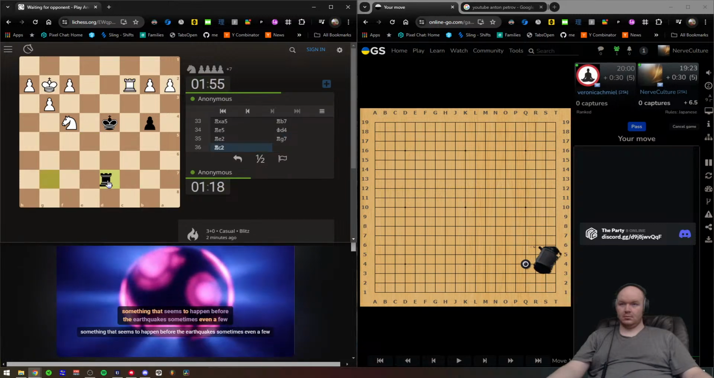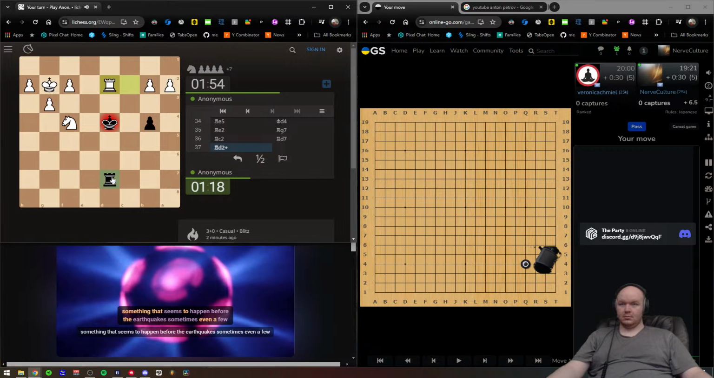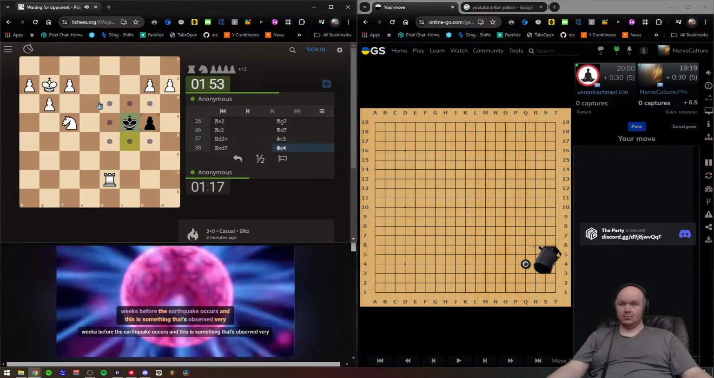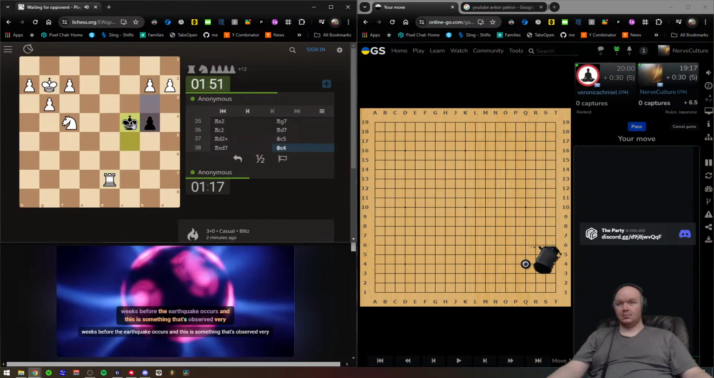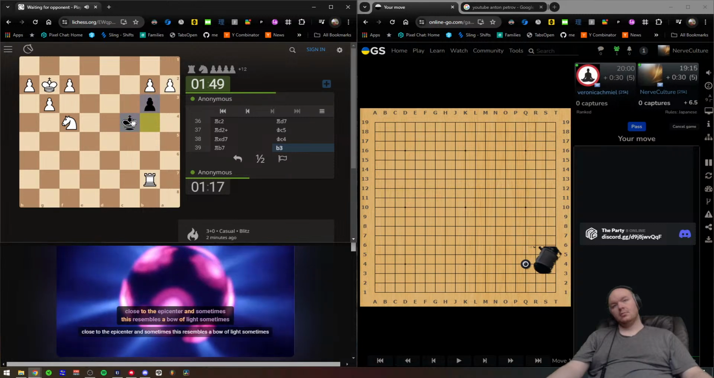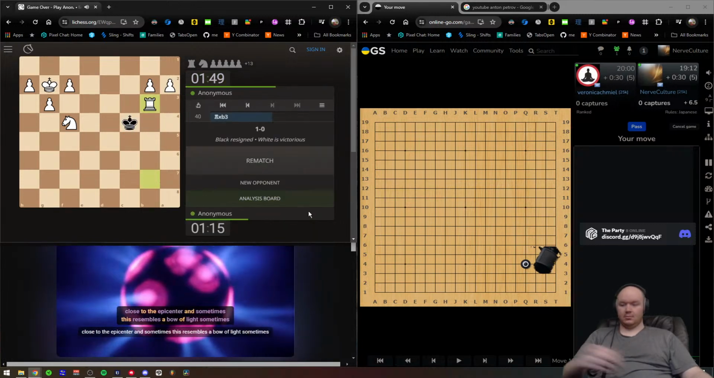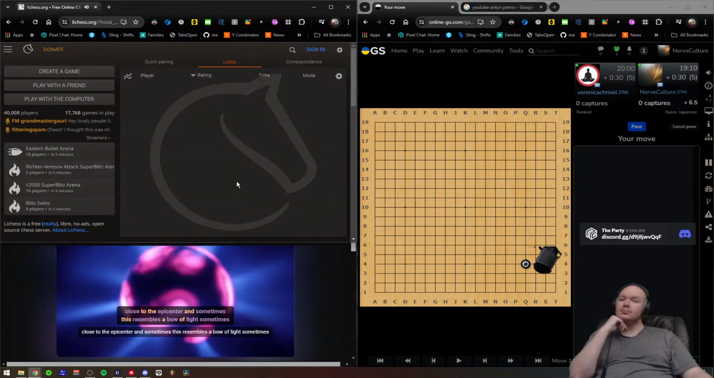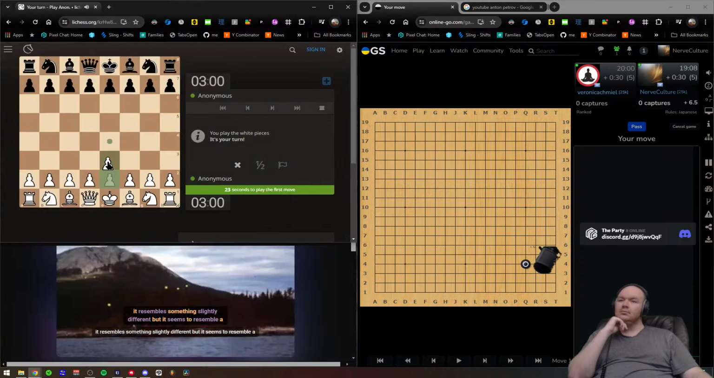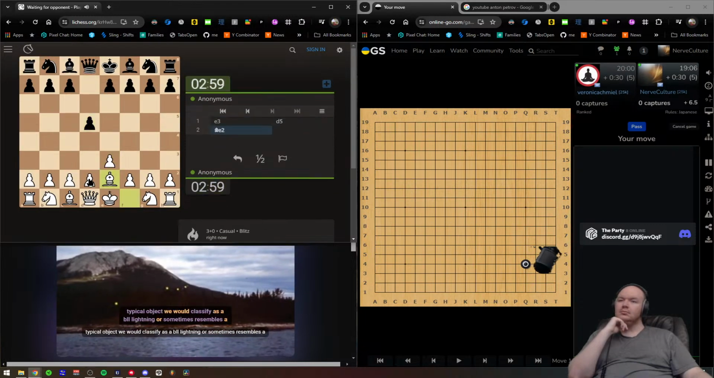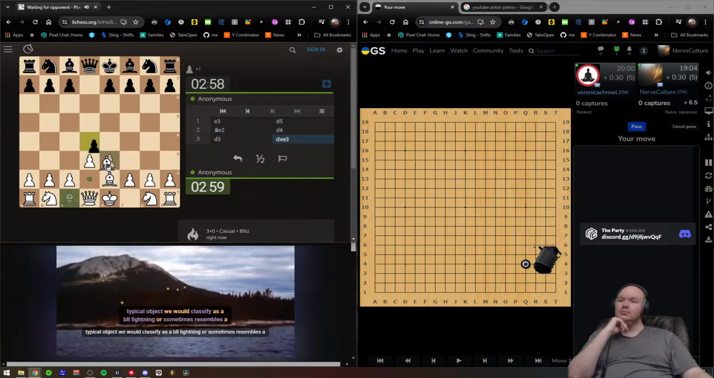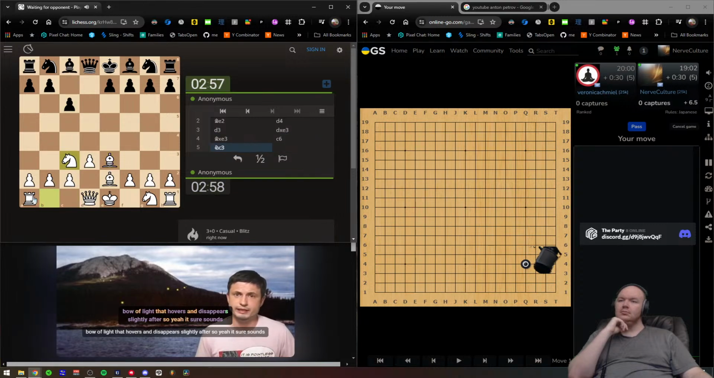But then there is also something that seems to happen before the earthquakes, sometimes even a few weeks before the earthquake occurs. And this is something that's observed very close to the epicenter. Sometimes this resembles a ball of light, sometimes something slightly different, but it seems to resemble a typical object we would classify as a ball of lightning, or sometimes a ball of light that hovers and disappears slightly after. So yeah, it sure sounds like a typical UFO, but a lot of these events seem to be pretty much natural.